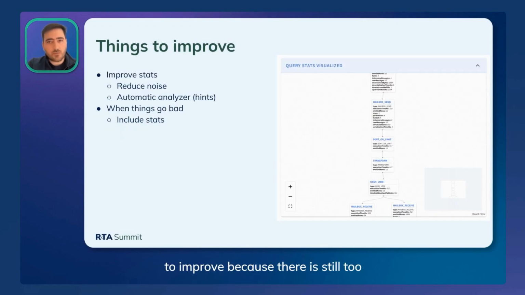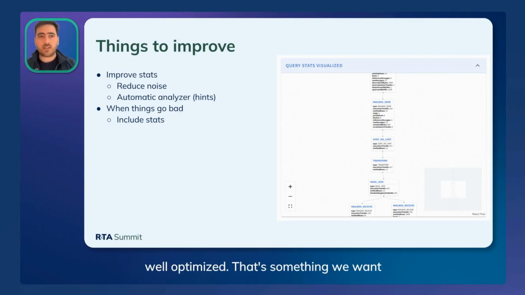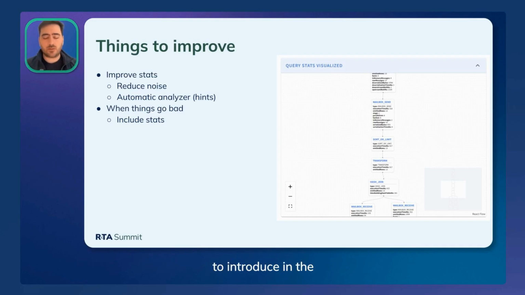We still have some things to improve because there is still too much information. We would like to remove all the noise we have, all the stats that may not be so useful. We would also like to add some extra hints in the tree, saying, hey, maybe you need to add an index here, or maybe this join is not very well optimized. That's something we want to introduce in the future.